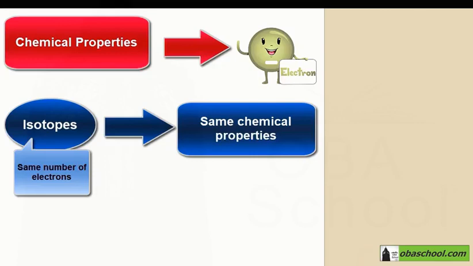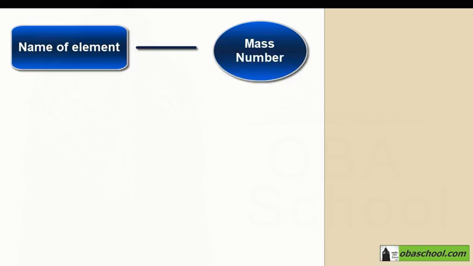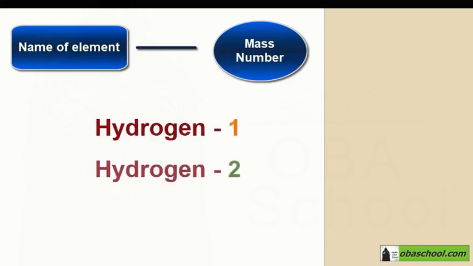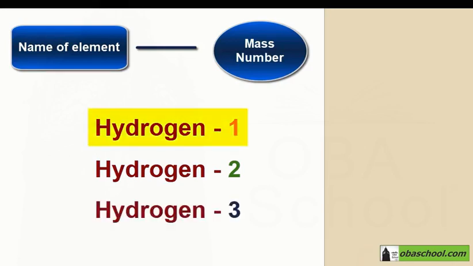One way of writing the name of an isotope is to write the name of the element, followed by the mass number. So these are the 3 isotopes of hydrogen: hydrogen 1, hydrogen 2, and hydrogen 3. This one means that it has a mass number 1, the second one has a mass number 2, and the third has a mass number 3.